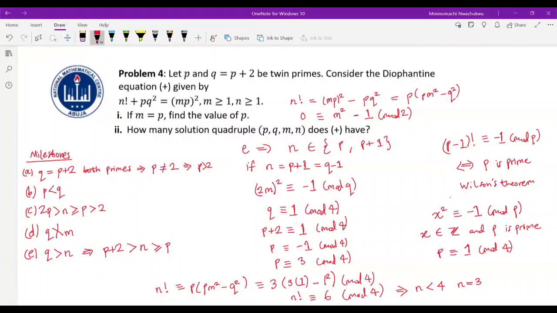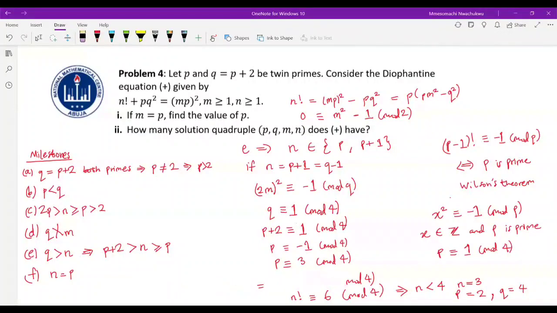So if n is equal to 3, remember what we assumed, we said if n is equal to p plus 1, it means that p is going to be equal to n minus 1, that is 3 minus 1, 2, and q is going to be equal to 4. These two are not primes, so it means that n is not equal to p minus 1. So it means our milestone f is that n is equal to p.